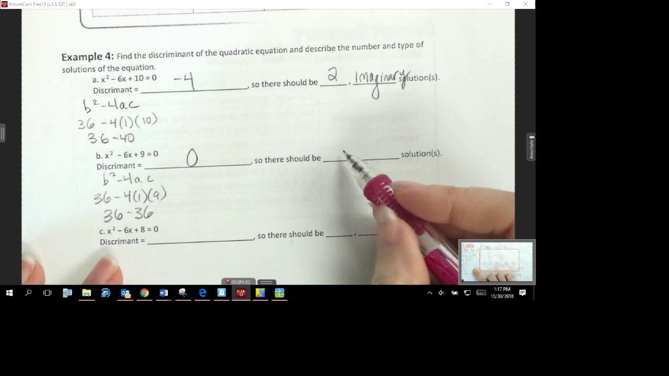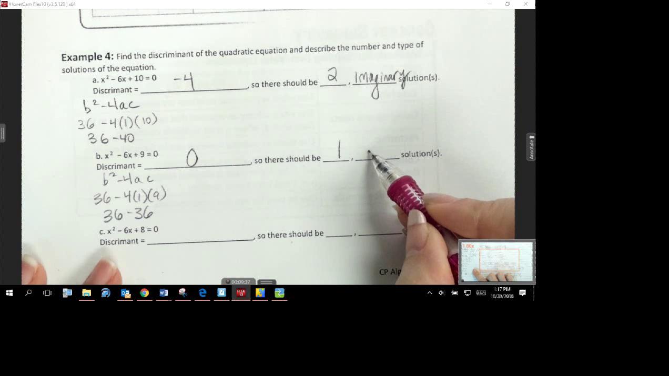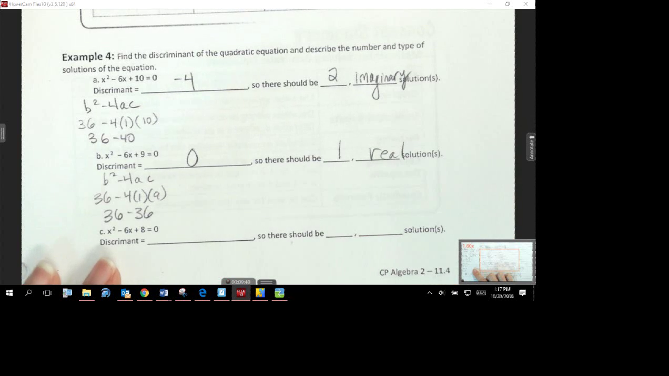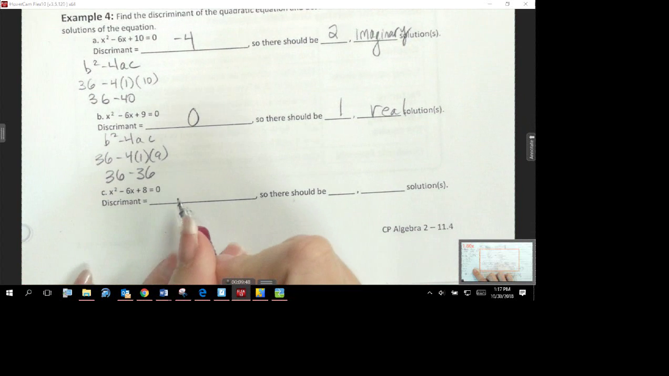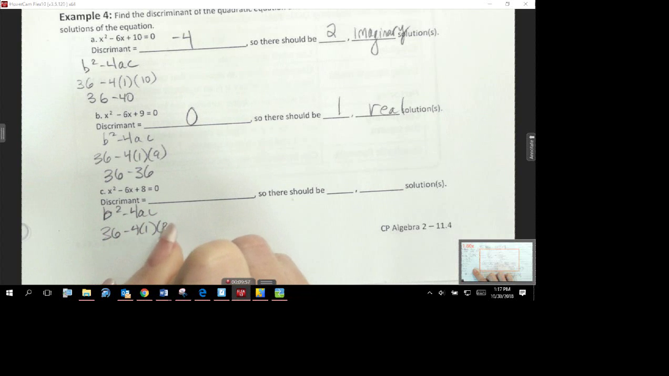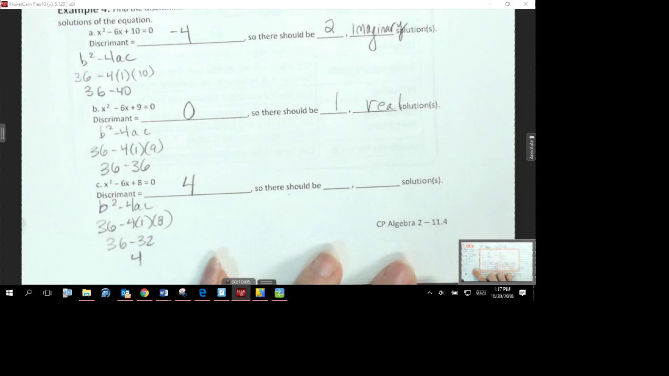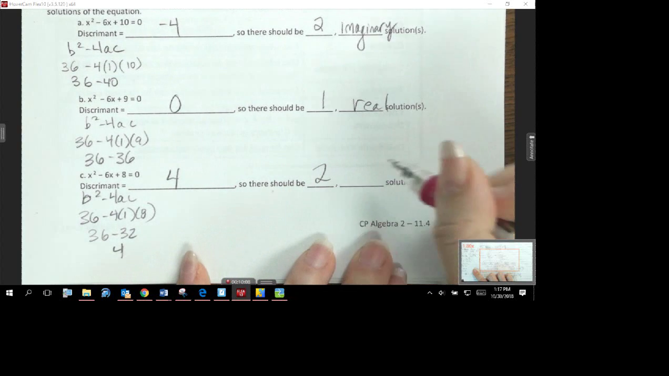36 minus 36 is 0. We should have 1. How many? What kind? Real. We will never have 1 imaginary. Never. Ever. Ever. They're always plus or minus. And the third one, b squared minus 4ac. 36 minus 4 times 1 times 8. 36 minus 32 is 4. There should be how many? And what kind?